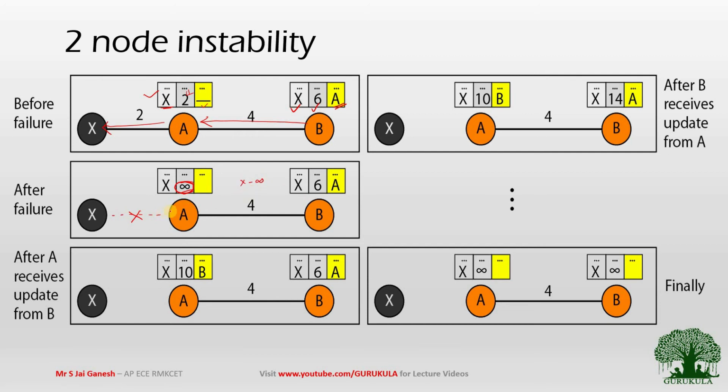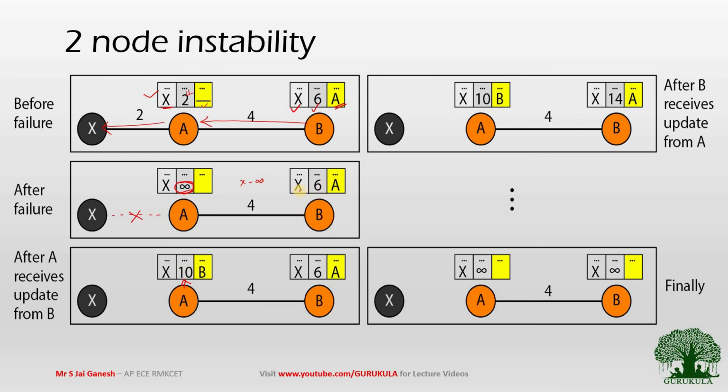If A sends its table first, then there is absolutely no problem. There is no chance of any instability problem if A sends its table first to B. Now, what happens if B sends its information to A before A updates B? If B sends its table to A, A will understand that there is some link connecting node X via B. So node A will update its table again, and it can reach X with a cost of 10.